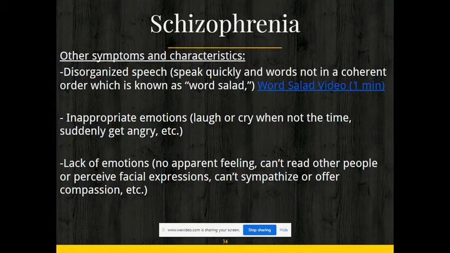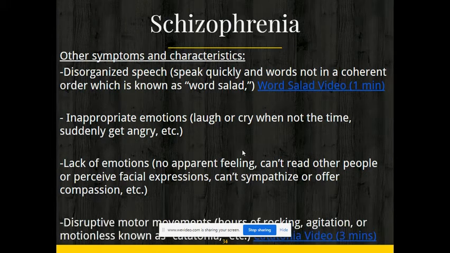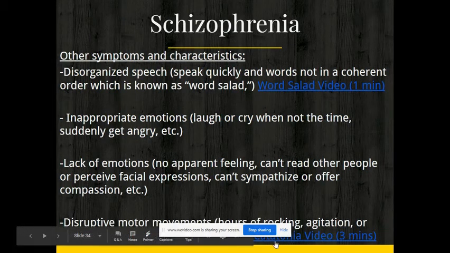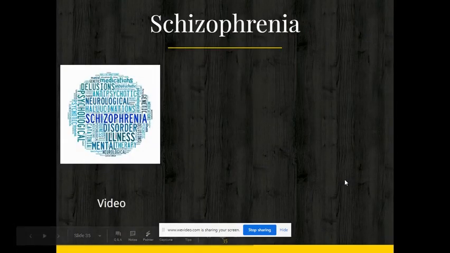And again, if you went up to them and you were poking at them, they're not going to move. They're not going to be flowing in the wind or anything. It's really weird how their body tenses up. And they have disruptive motor movements. And so there's a catatonia video. You can look at some catatonic schizophrenics, which is interesting.